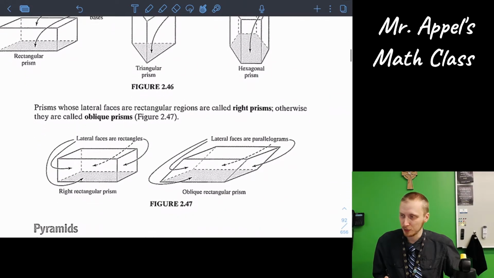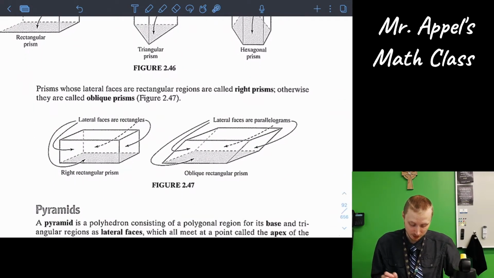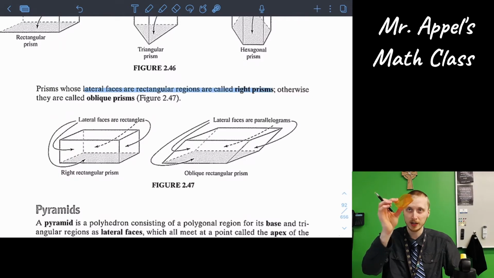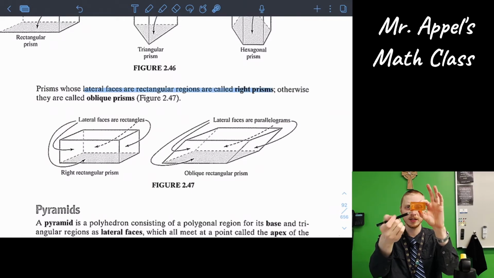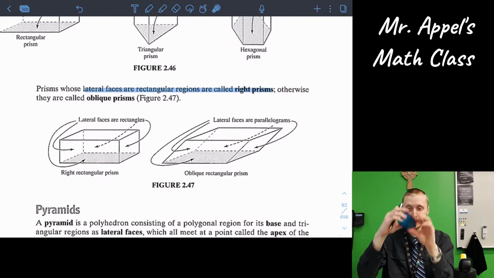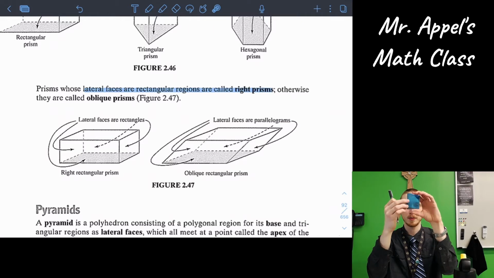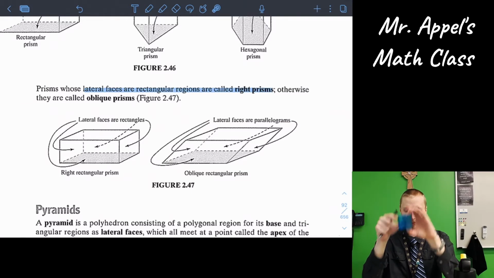And there's one other thing we can do to prisms. We can slant them. Prisms whose lateral faces are rectangular regions are called right prisms. Okay? The lateral faces are all rectangles. And you'll notice here in this diagram, as well as all of my shapes there, every angle between two faces, interior angle in here, is going to be a right angle. Not just the rectangle itself, but between this side and this side, they meet at right angles. Even on the triangle, between a lateral face and the base, is a right angle.